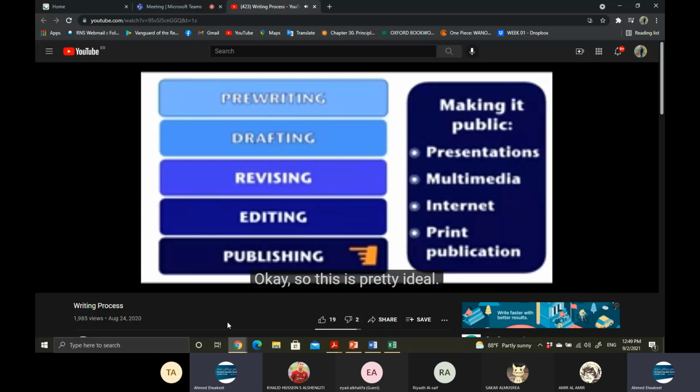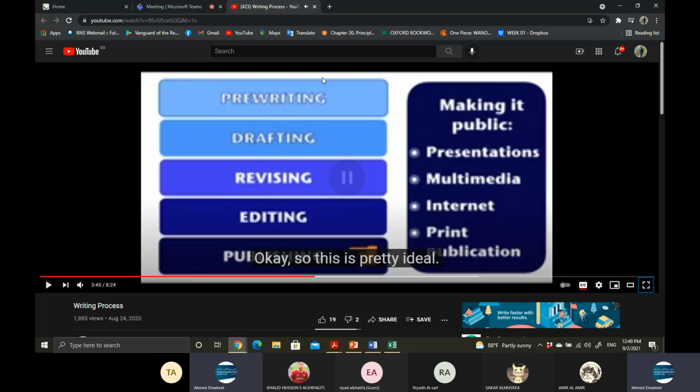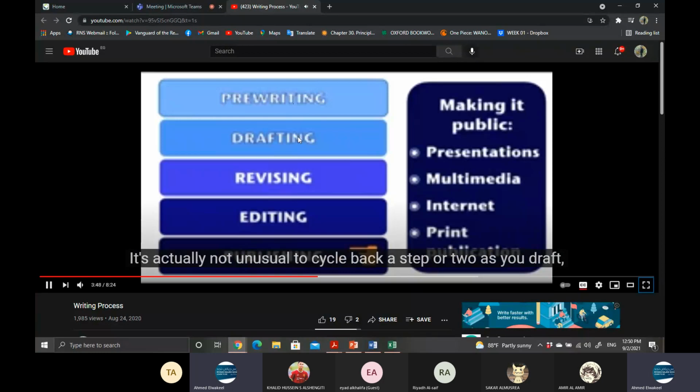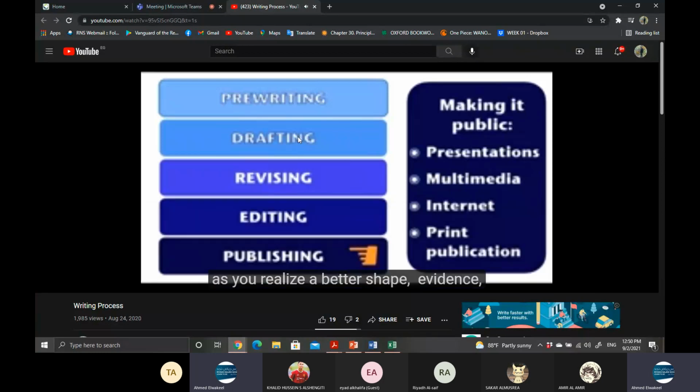Okay, so once again, we have five major steps in writing: prewriting, drafting, revising, editing, and publishing. I have started writing about both of these, the free writing, which is called sometimes free writing, and the drafting. This is pretty ideal. It's actually not unusual to cycle back a step or two as you revise your draft, as you realize a better shape, a kind of evidence or direction for your thesis statement. But at the end of the day, you'll follow all these from beginning to end.